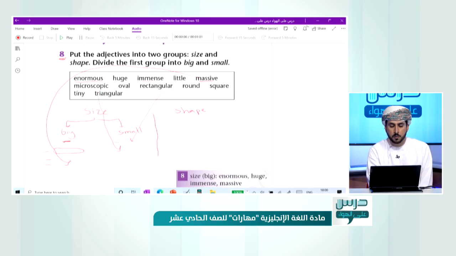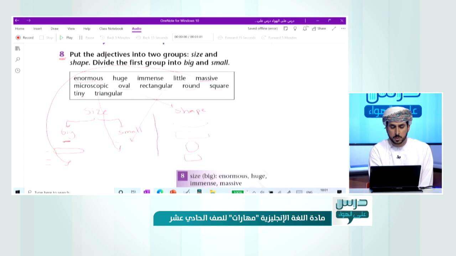What about oval? You remember this one? Oval, this is the shape of an oval. It looks like an egg, as I mentioned before. So this comes under the heading of shape. We have rectangular. Rectangular also is a shape. What about round? Round also is a shape. What about square? Square also is a shape.